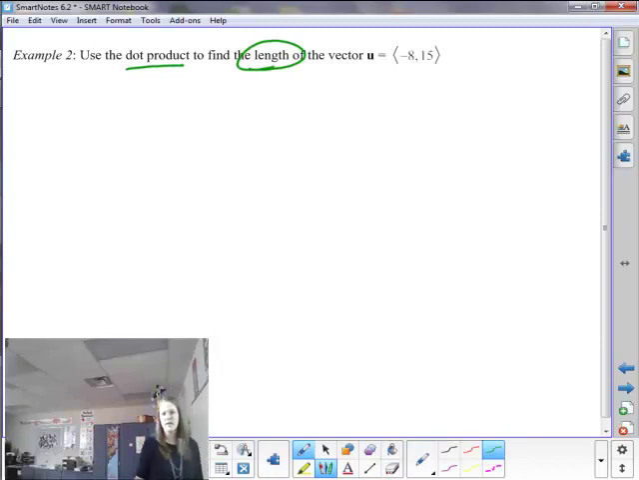Now, we've found length about 3 or 4 different ways so far, but we haven't done it with the dot product yet. So the property says that if I take the magnitude of vector u and I square it, that's the same as taking the dot product u times u. All right, double check, I don't have Mr. Leckie here to double check me. Okay, so what does that mean?